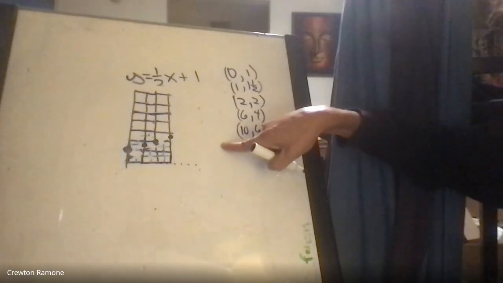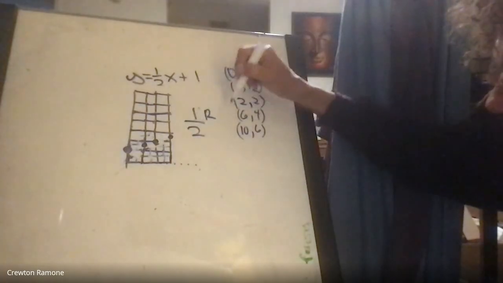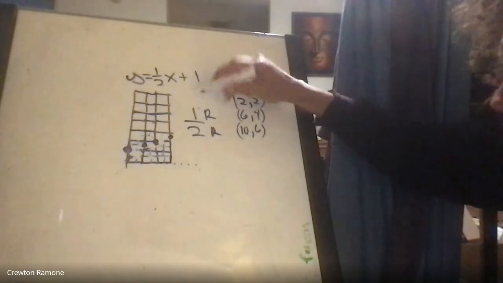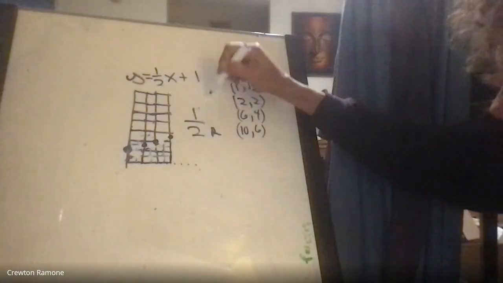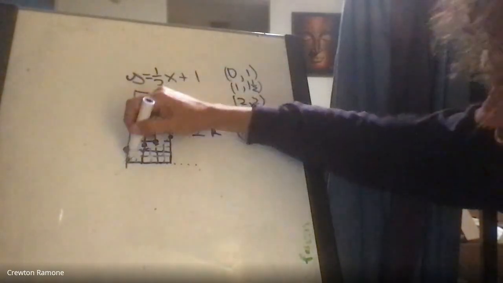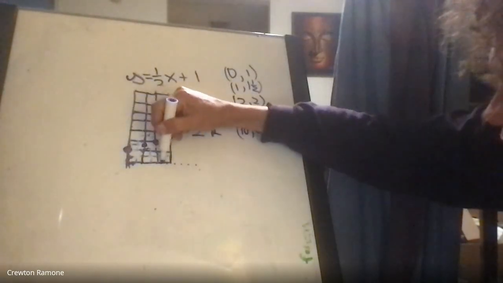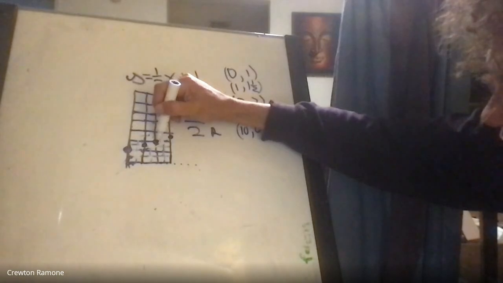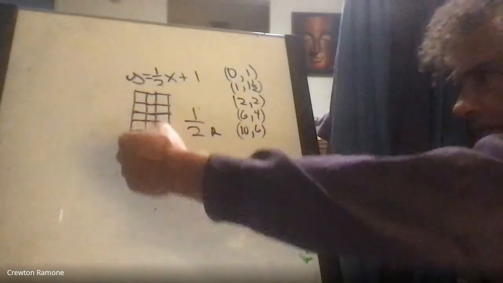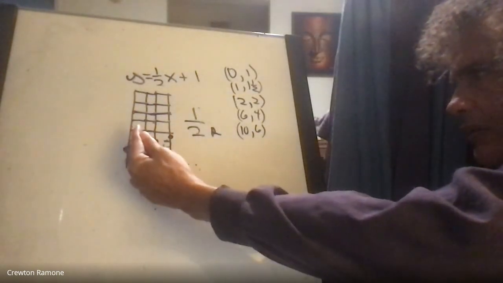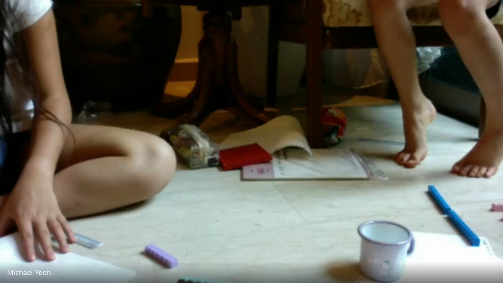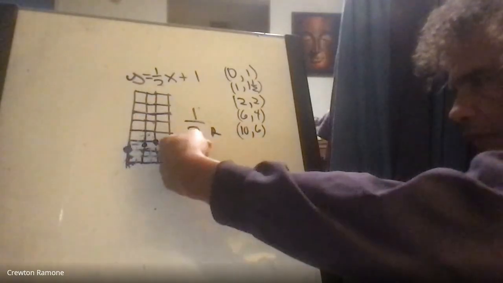Is that right? Yes. This tells me 1 over 2. This is the rise. This is the run. And I told you this can be positive or negative. Right now it's positive. So the rise is 1. But then I got to go over 2 and then up 1. Right? So this says up 1, over 2. Or over 2, up 1.